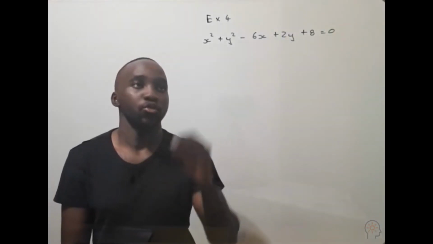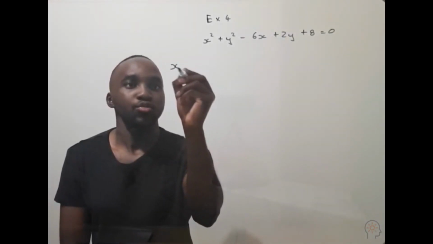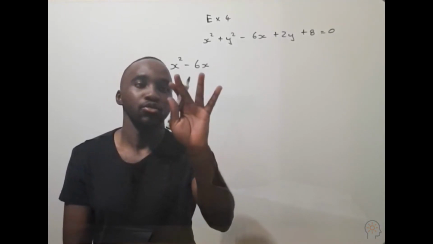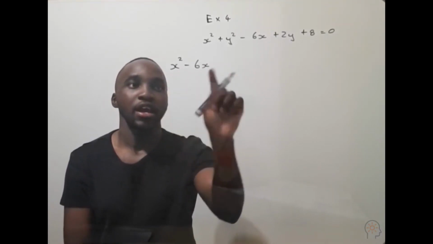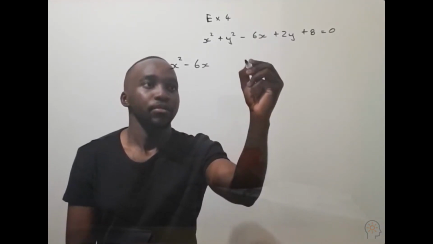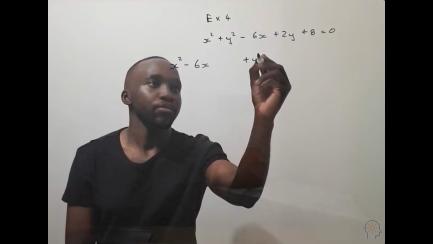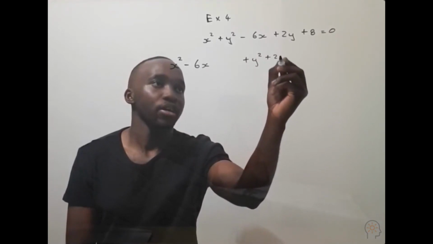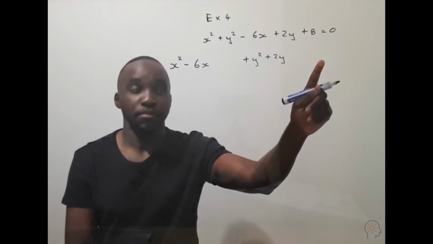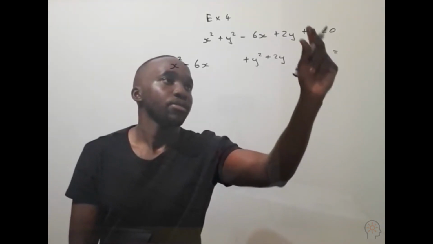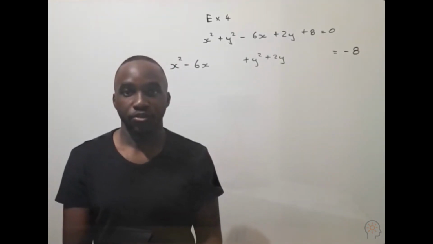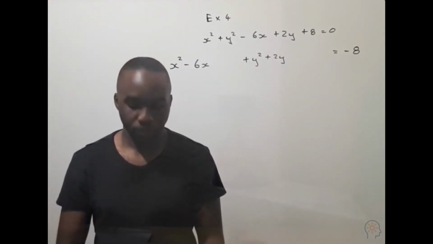Firstly, this is what you want to do. You want to group the values with x together, right? So these are the values with x together, and then deliberately leave a small space here, right? And then group the terms with y, and then deliberately leave a space there, right? On the other side, you want to throw your -8, right? So that's the first thing you want to do.